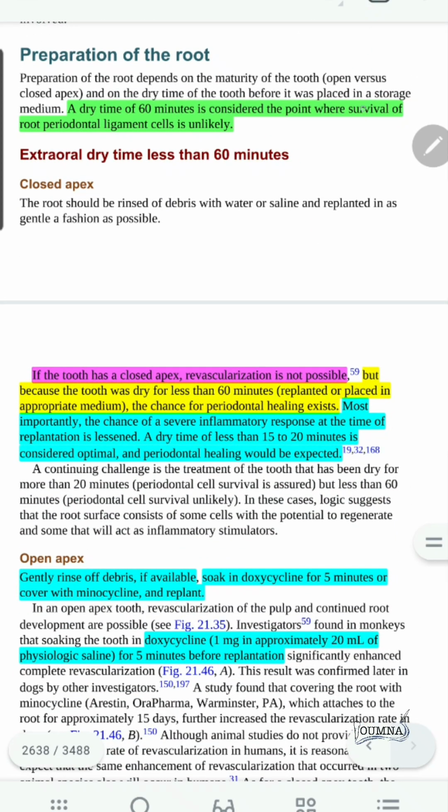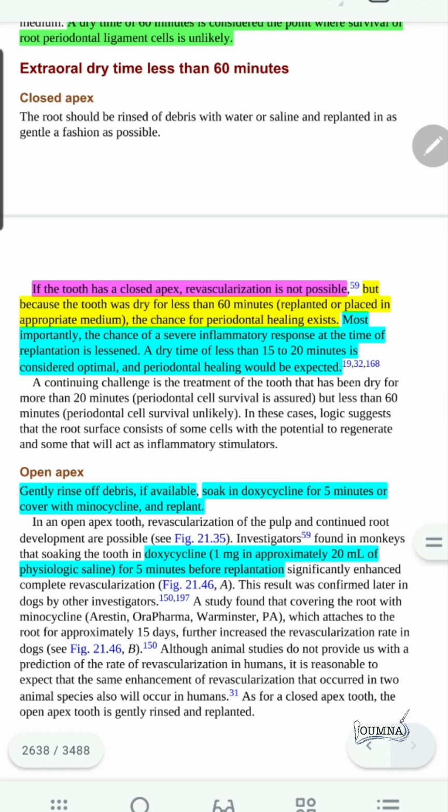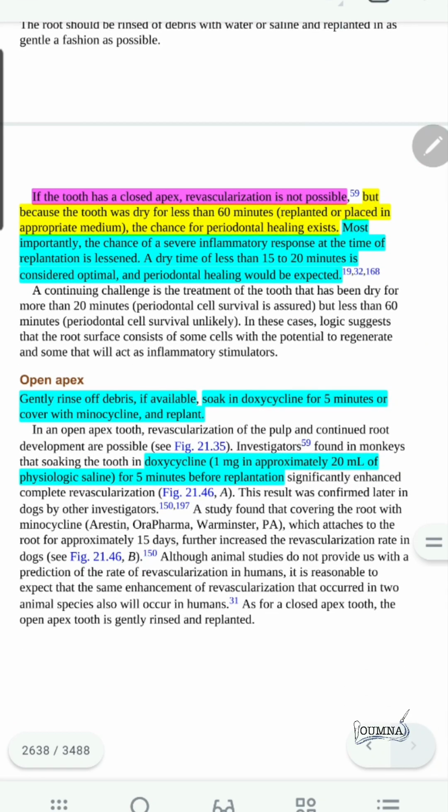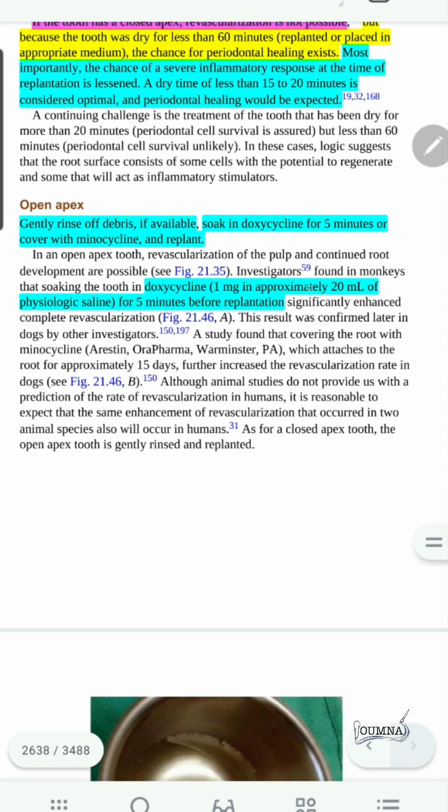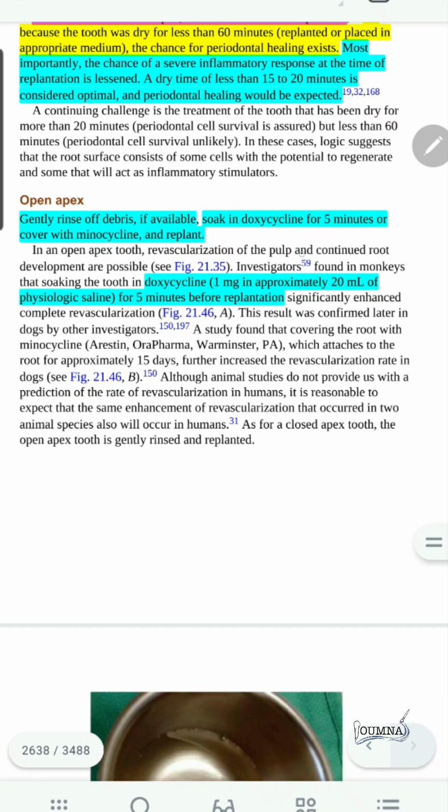Now, the periodontal ligament cells can stay vital only for 60 minutes out of the mouth. So the prognosis of the treatment is determined by the time, the 60 minutes that we have. If the extraoral dry time is less than 60 minutes and the apex is closed, which means that the tooth is mature, there is a chance for the periodontal healing to exist. So we replant it in its place, and healing would be expected.